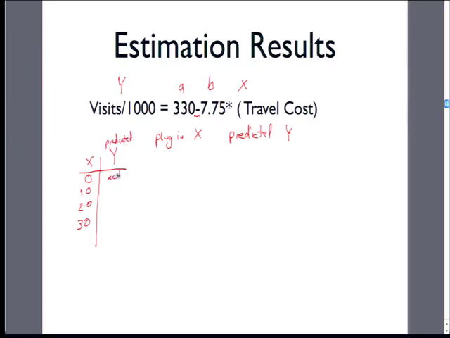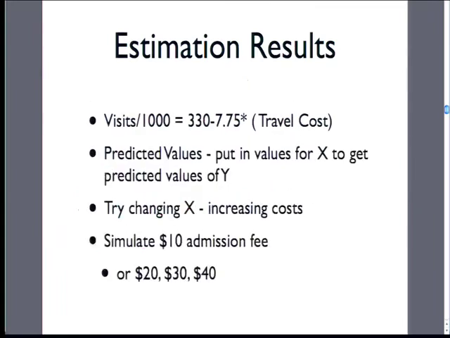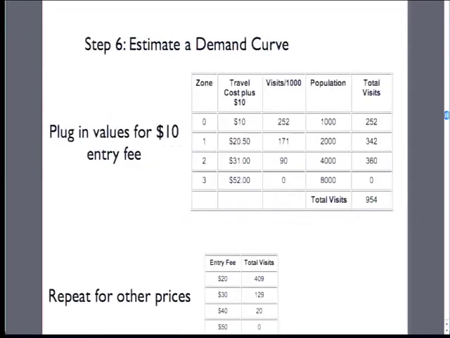So this is the actual here for 0. And then we would get these predicted values of how many trips people would take based on different costs as we plug in an increase in costs. And this here is going to generate a demand curve. So we're going to simulate charging a price. We're going to simulate increasing x, see what happens to y, and we can get a demand curve out of that by increasing the x.